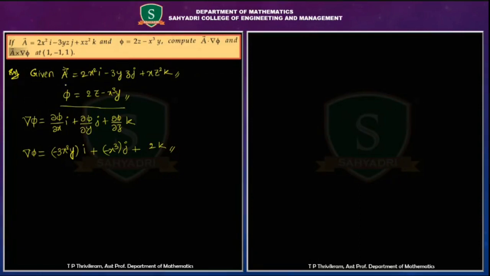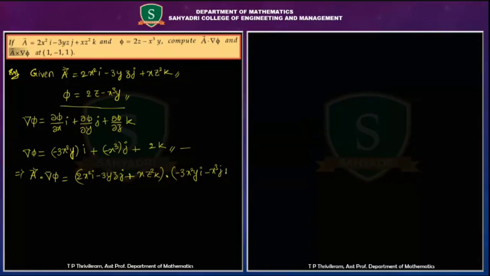Okay, now we are going to find A dot del phi. Vector A dot del phi is equal to vector A, I'll write 2x² i minus 3yz j plus xz² k, dot, I'll write this vector: minus 3x²y i minus x³ j plus 2k.